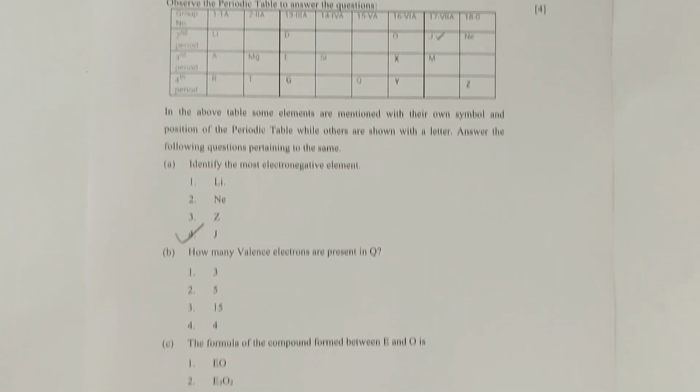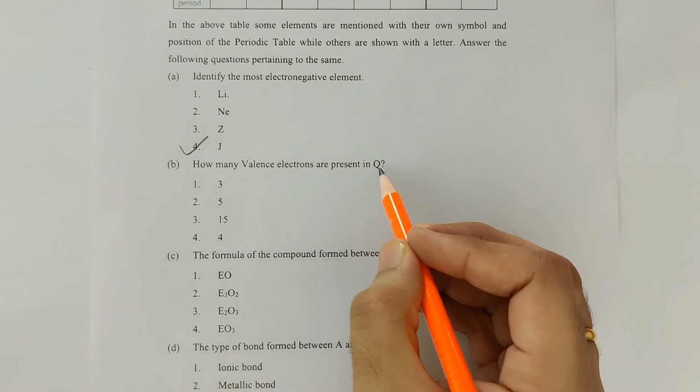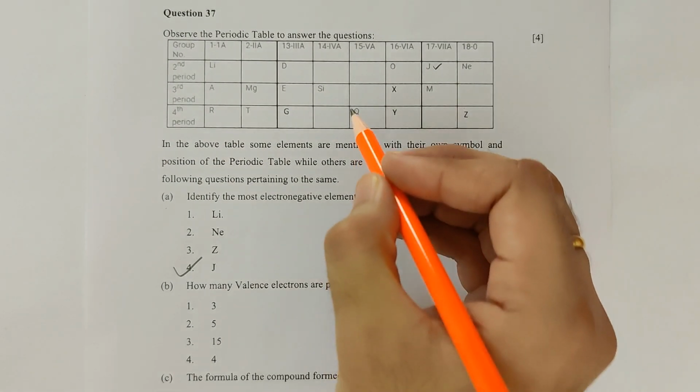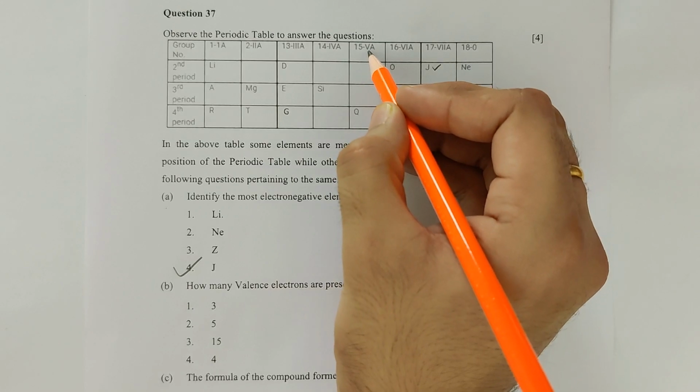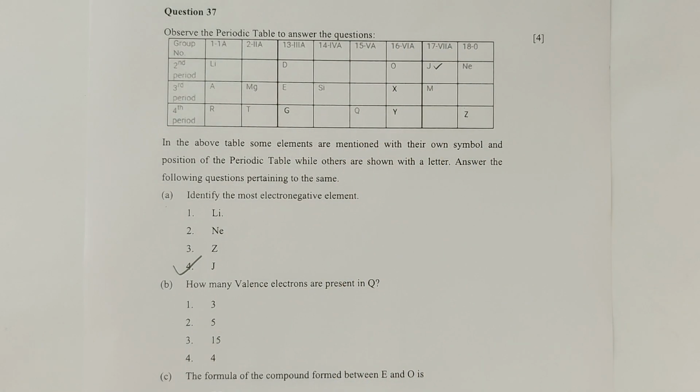So part B, how many valence electrons are present in Q? Let's check the table. We can see that Q is present in group 5A. That means the number of valence electrons will be 5. Hence option 2, 5 is correct.